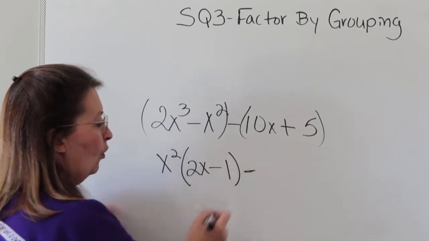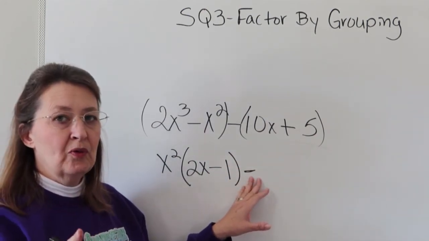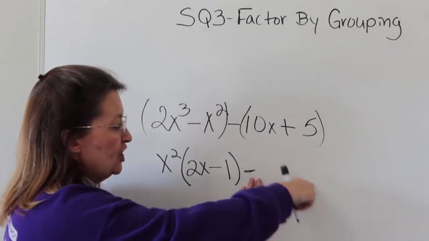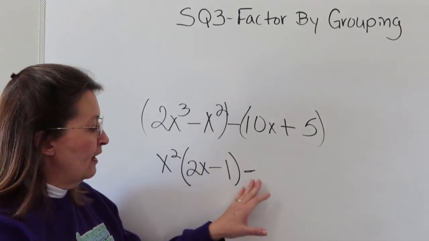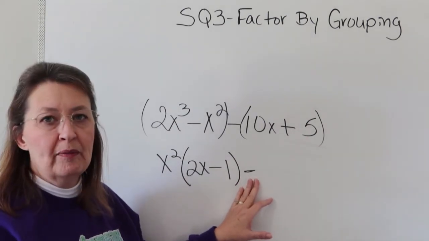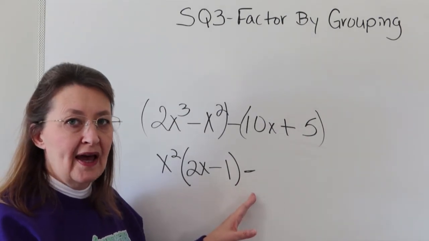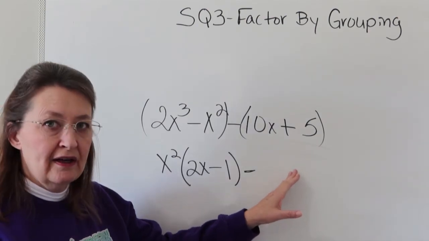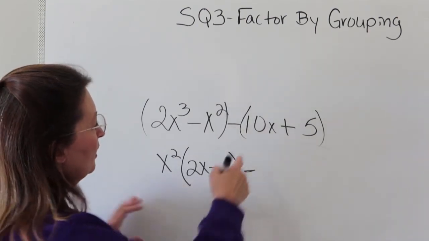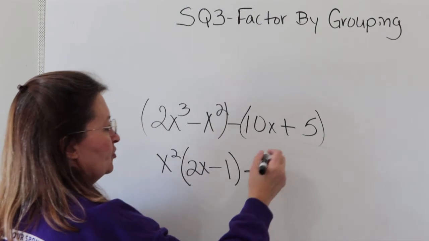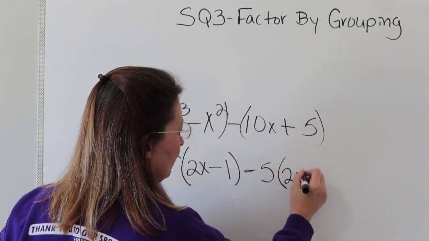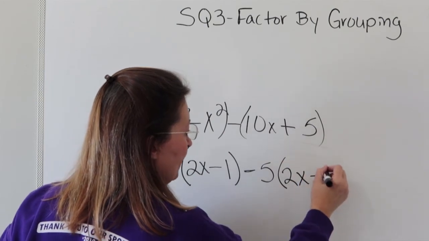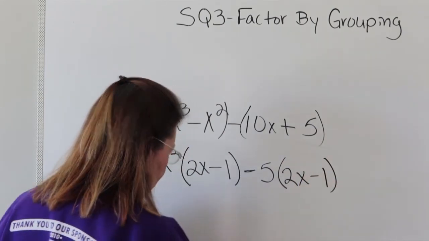Okay? Now, watch this minus sign because remember what happened in the last problem. We had to change the sign over here to accommodate for this. Now, if this is a plus sign, you don't have to worry about it. But if it's a minus sign, you've got to change the sign on the other set of parentheses. Alright, the greatest common factor between these two is a 5. So that's going to give me 2x, and I'm changing my sign, -1.